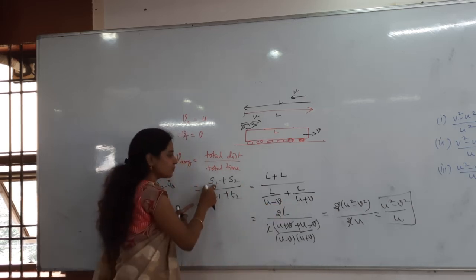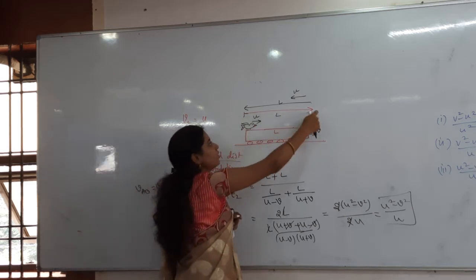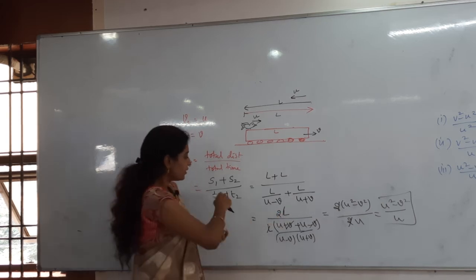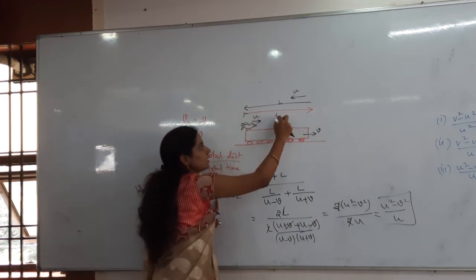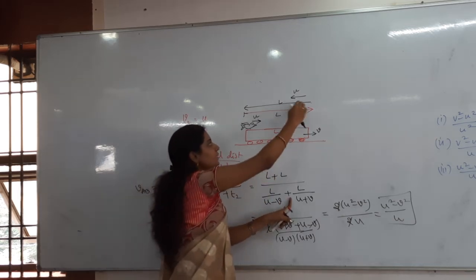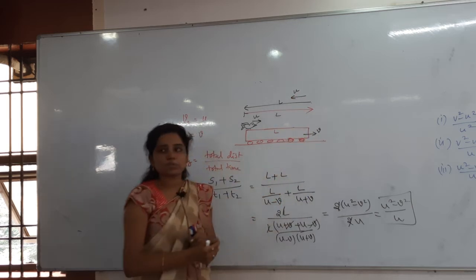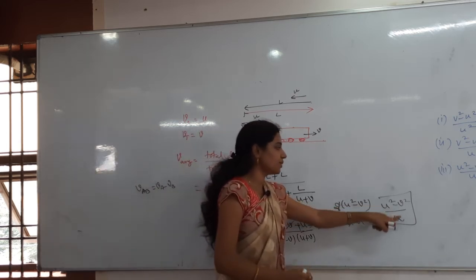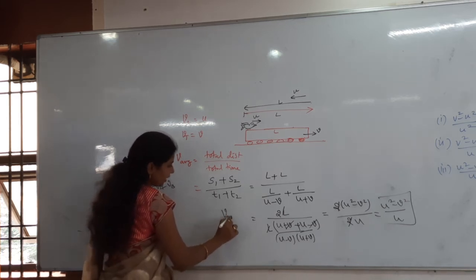They are asking average speed, nothing but what? Total distance by total time. How much distance is covered? L going and then L coming. So how much is that? 2L divided by time. Time, what is the formula we can take? Distance by speed. How much distance is it going? L distance. Same direction, nothing but U minus V. Plus again coming backwards, L distance with what speed? Opposite speeds, no? Opposite speeds, nothing but what? U plus V. After simplifying I got this equation: U square minus V square by U is the correct answer. That is V average.